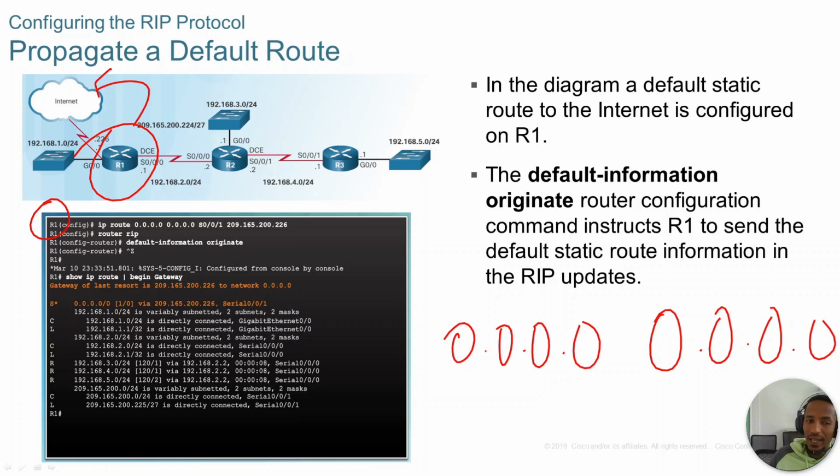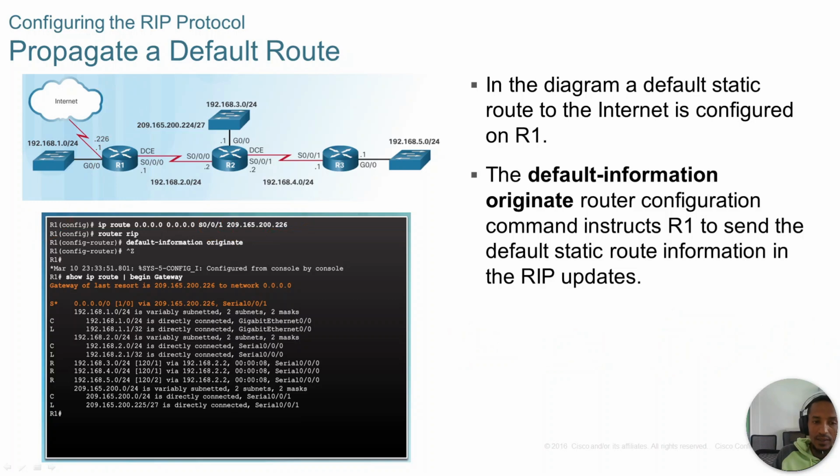will tell other routers, by sending this kind of information, what the IP of the internet is and which interface it is going to be found on. So you can see that this internet is found through this one. That is the IP address.